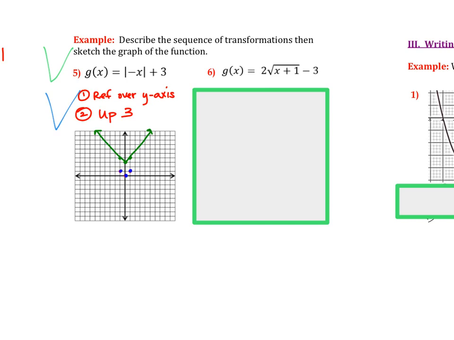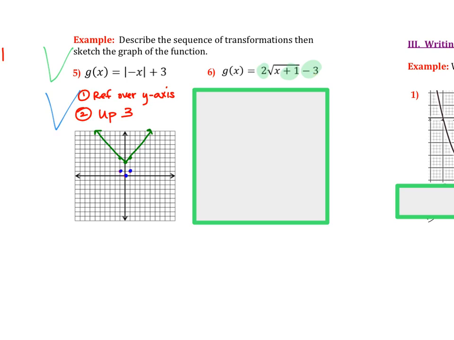All right, and last one. We have 2 times the square root of x plus 1 minus 3. So those values highlighted there are going to control certain facets of the graph. The 2 is going to be a stretch factor. We have an x plus 1, so we're going left 1. And then a minus 3 on the outside, so we're going down 3.